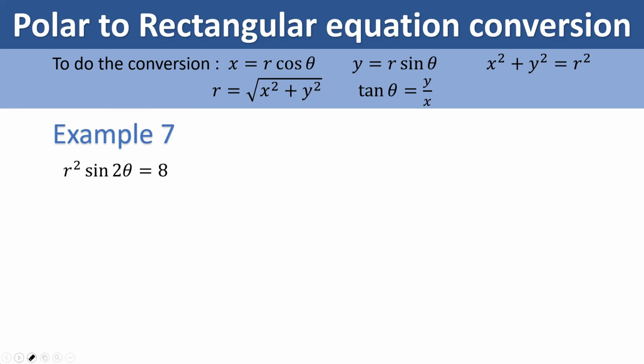Now we're going to do another example. Our example now is r squared sine of 2 theta equals a.